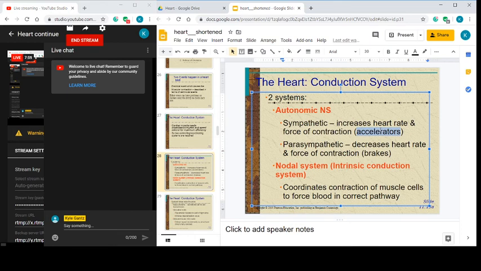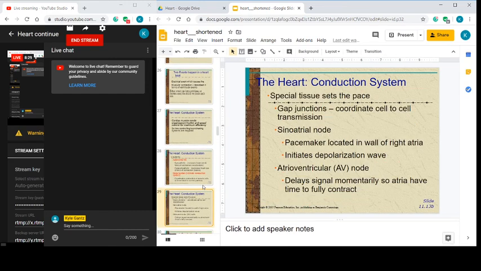Then, when we talked about parasympathetic, when we're just sitting there listening to me lecture, your heart rate tends to decrease and the force of contraction decreases, so it's kind of like putting on the brakes. Okay? So we have that whole system, the autonomic nervous system that does that. And then we have this nodal system. It's an intrinsic conduction system. It coordinates contraction of muscle cells to force blood in the correct pathway.